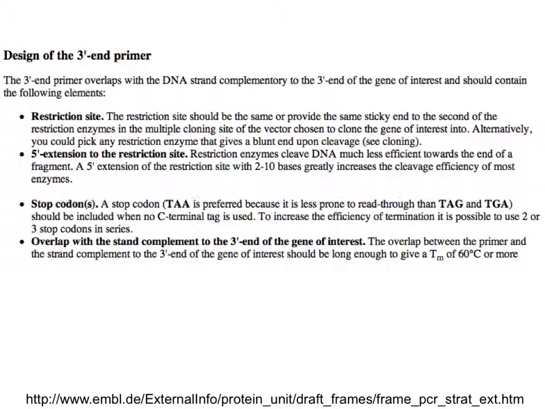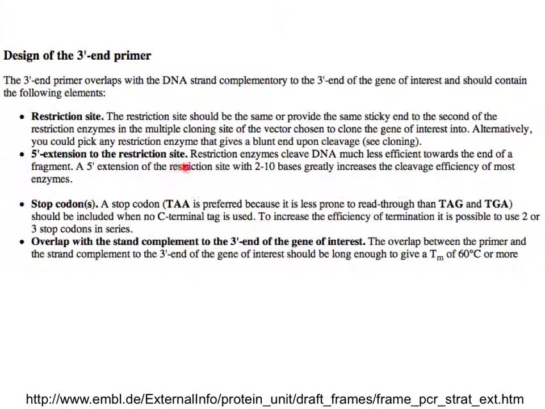For the 3' end of the primer, this overlaps with the DNA strand complementary to the 3' end of the gene of interest and should contain the following elements: a restriction site, again, which should be different from the restriction site on the 5' end so that you can have proper directionality.